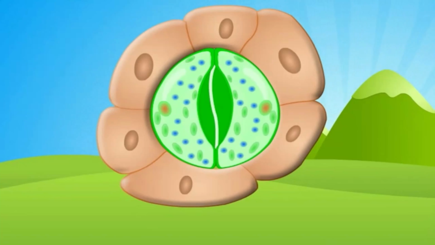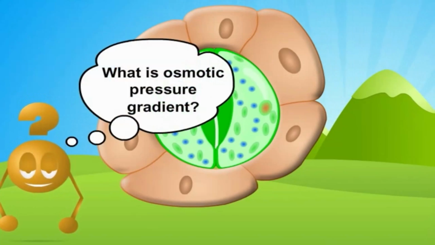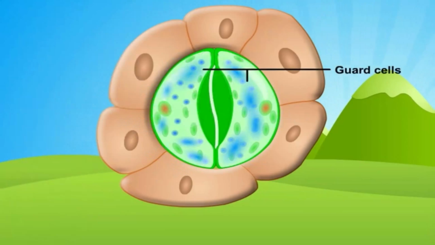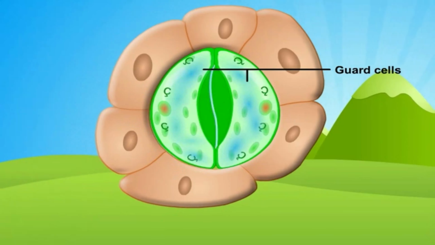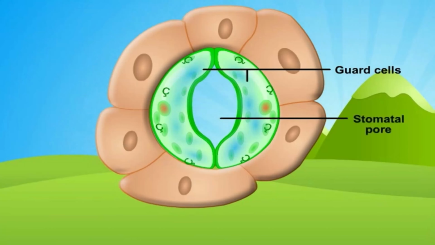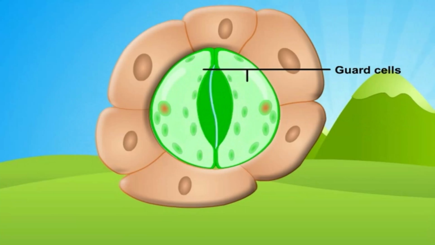This function is carried out by the creation of an osmotic pressure difference. Now what is that? Let me explain. When water enters the guard cells, the outer walls of the cells expand outward because they are thin and elastic. Now because of this, a pore is created between them, and this leads to the opening of the stomata. On the other hand, when the guard cells lose water, they shrink, thereby closing the stomatal pore.